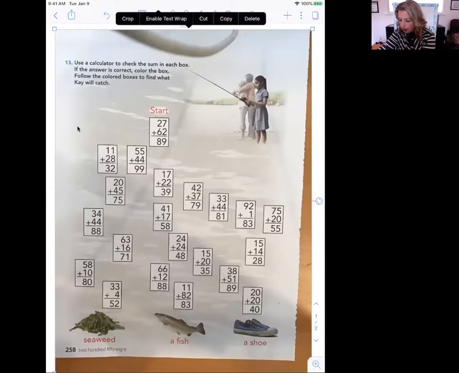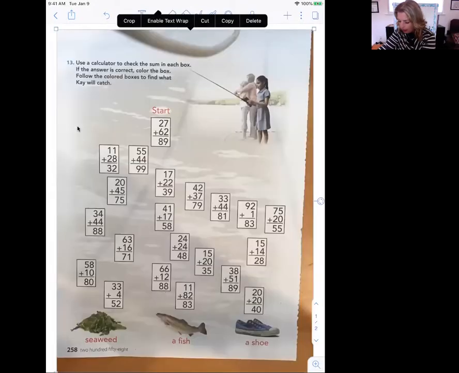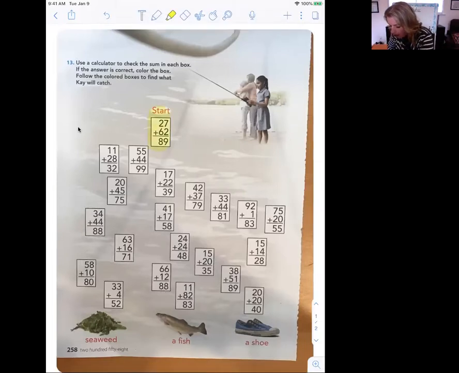use a calculator to check the sum in each box. So that means we're going to use a calculator to check that the answer is right. If the answer is correct, we're going to color the box. If it's not correct, I wonder if we are going to color it. No, we're not going to color it. So let's begin with the first one. So we're going to start there since it says start.